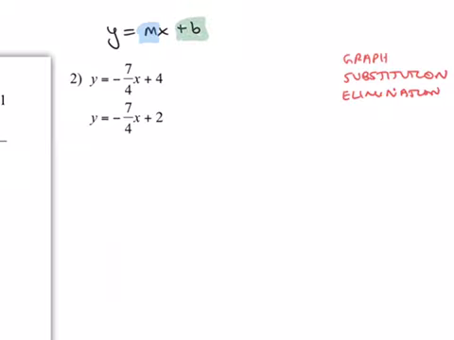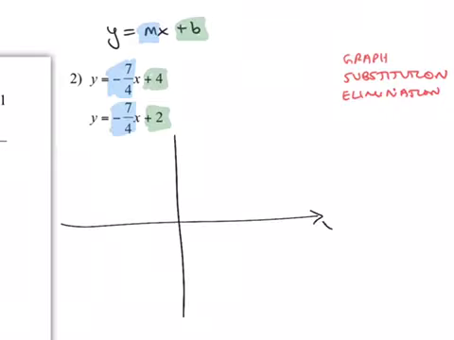I can see that the slope of the top line is negative 7 over 4, and the y-intercept of the top line is positive 4. And the bottom line, I can see the slope is negative 7 over 4, and the y-intercept is 2. So immediately I can see both lines have the same slope, and both lines have different y-intercepts. And this is the first thing we thought about when we did systems of equations. What do two lines look like? What kinds of options are there?